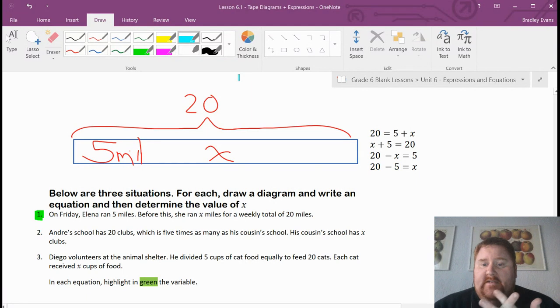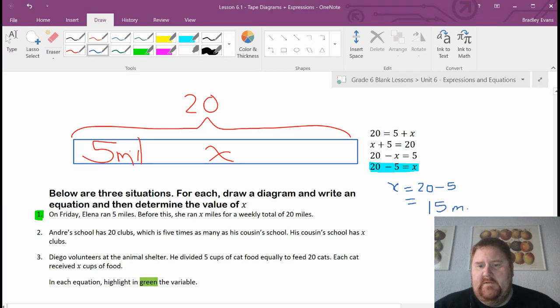We want the x to be on one side of the equal sign all by itself. And I can see that my equation here allows me to do that. So here, x is equal to 20 minus 5. I'm actually going to rewrite it, because most mathematicians prefer to have the x, or the variable, on the left. So x is equal to 20 minus 5. So x must equal 15 miles.